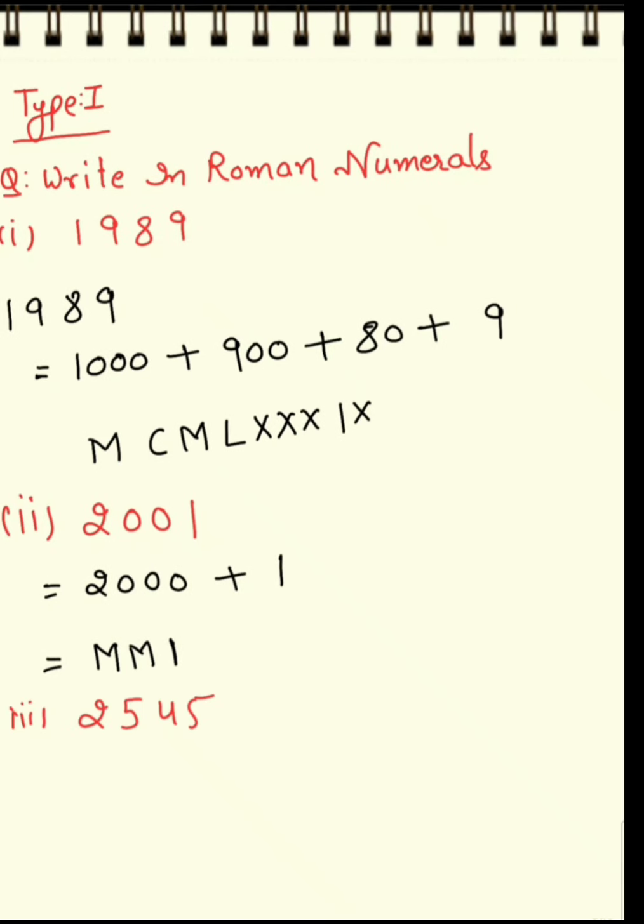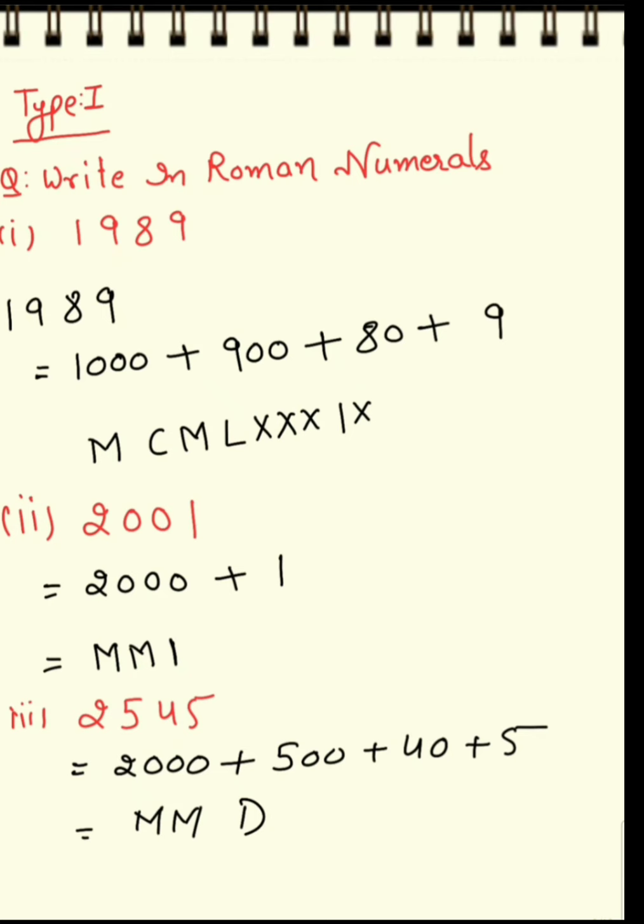Next question is 2545. So same, we have to split this number. This number is 2500 plus 40 plus 5. We know the symbol for 2000 is double M. And for 500 we have D. And for 40 we have XL. And for 5 we have V.